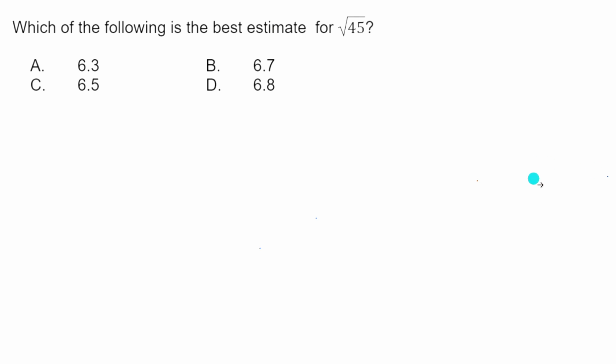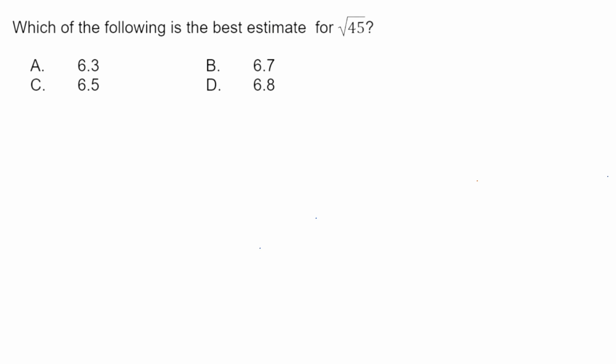There. So which of the following is the best estimate for the square root of 45? Okay, so let's start first with the typical solution here. What you do here is you try to think of two perfect square numbers. In between what two perfect square numbers can we find 45? So what are the perfect square numbers again?